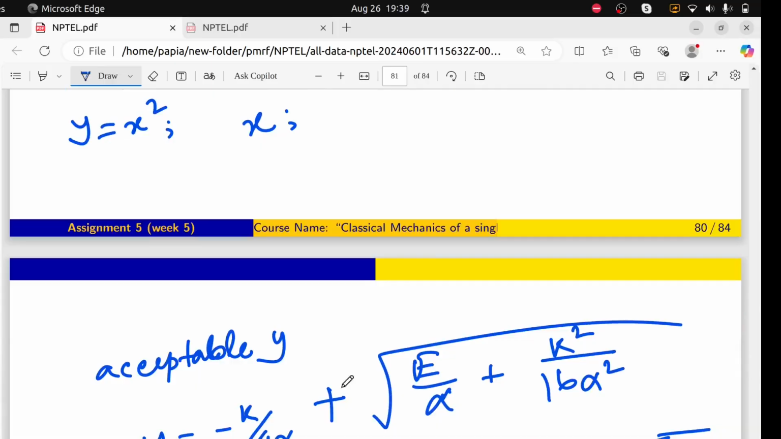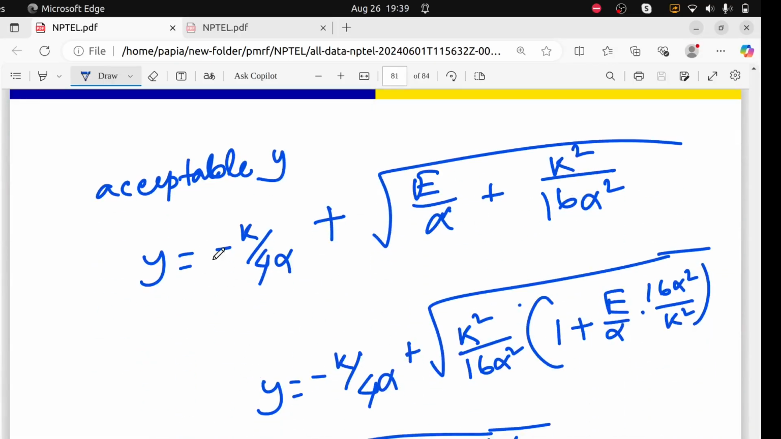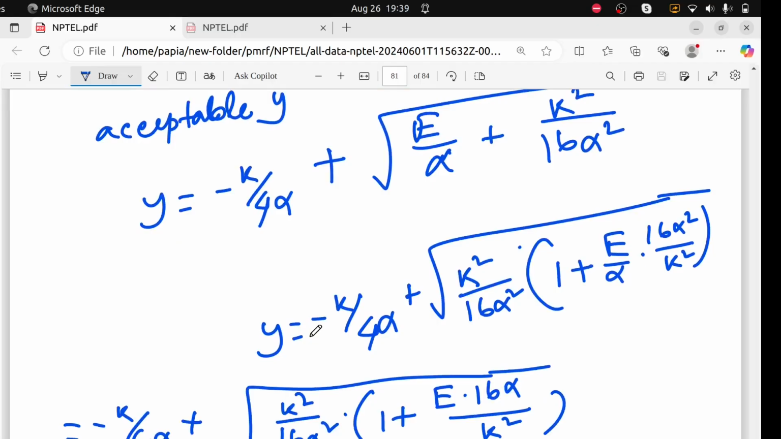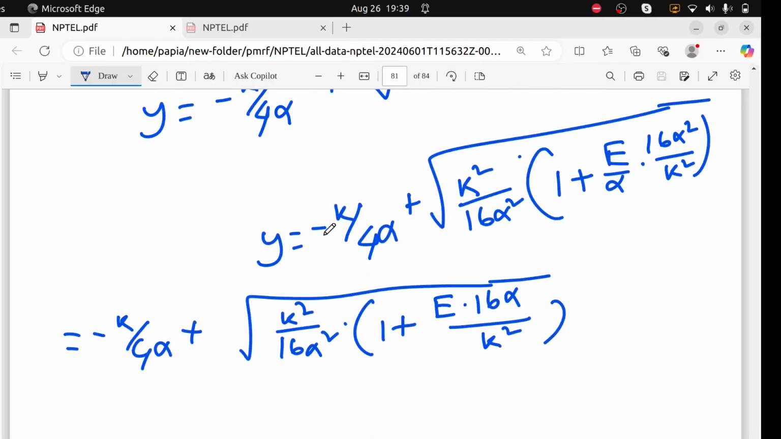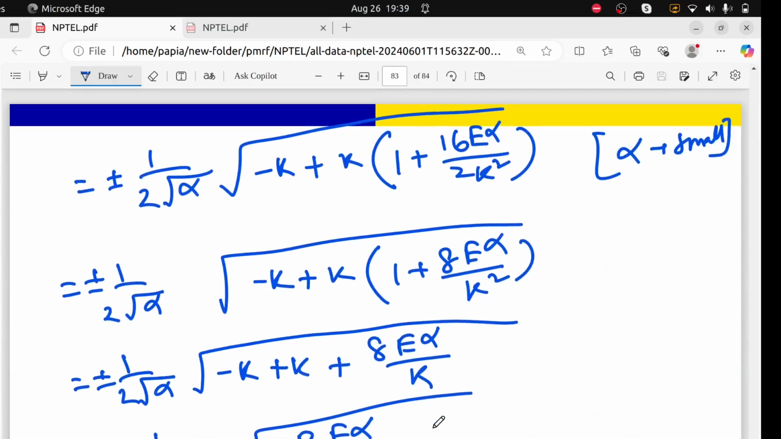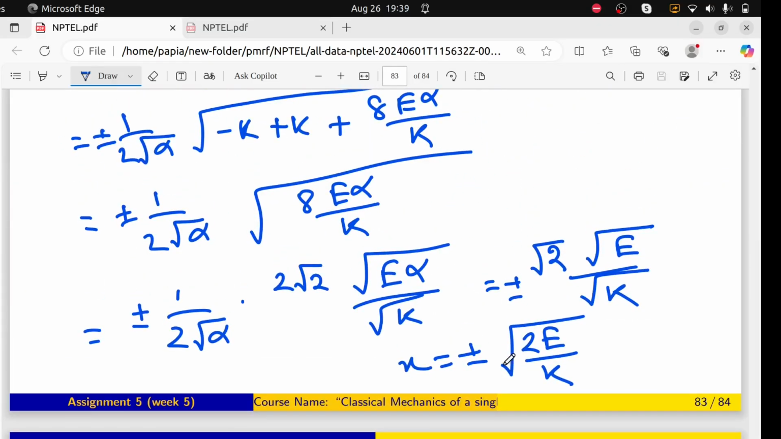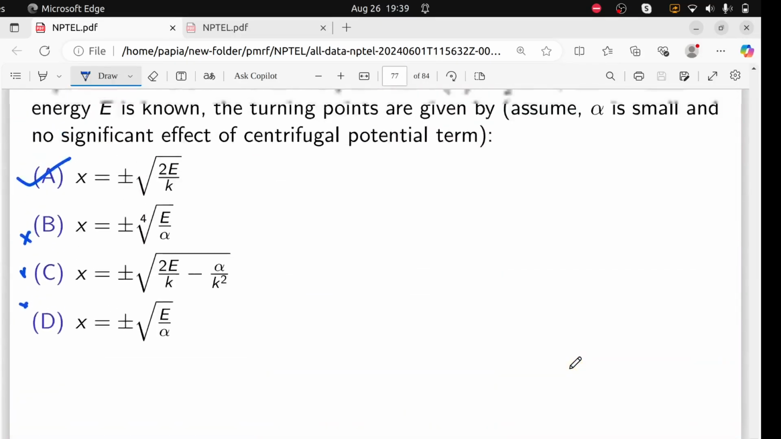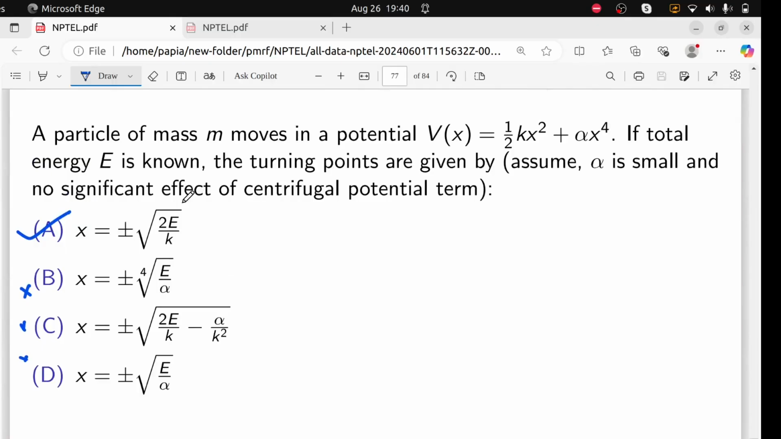Then y is this one, and y should be plus, to have the x square as real, not imaginary. So after simplifying a little bit of y, then we are getting the value of x as plus minus root over y, and we are getting x equals to, very simply, plus minus root over 2E by k. So if I go for the option, it is like x equals to plus minus root 2E by k. So this is the case.